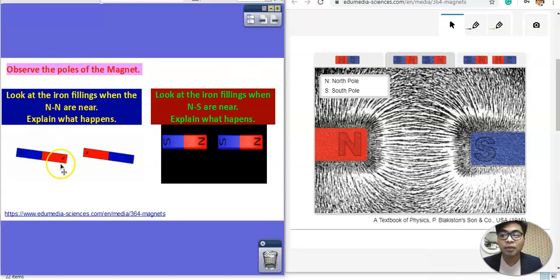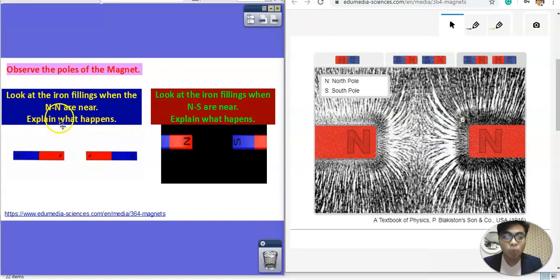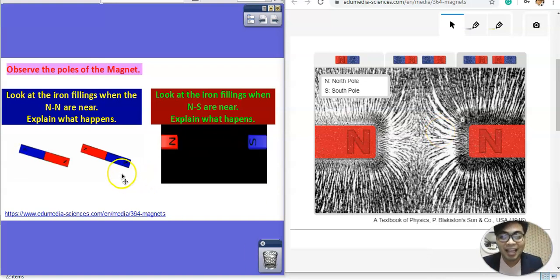So let's take a look first with this one. I have here the north and north, which are near with each other. So look at the iron filings here, and look also with what's happening here. So if you look here, the iron filings tend to deflect out. And look here, the magnets here never stick with each other.